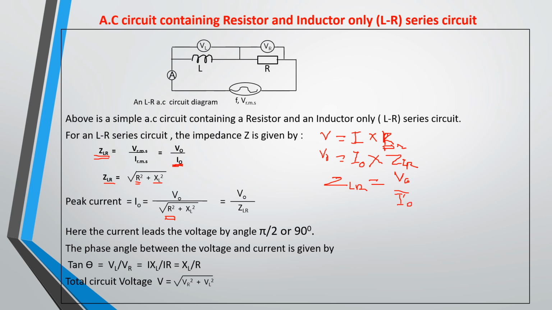Okay, so that gives you peak voltage over peak current. So your impedance is equal to the square root of the sum of the squares of the resistance and the inductive reactance, and the peak current is equal to V0, or peak voltage, over the impedance of this particular arrangement.